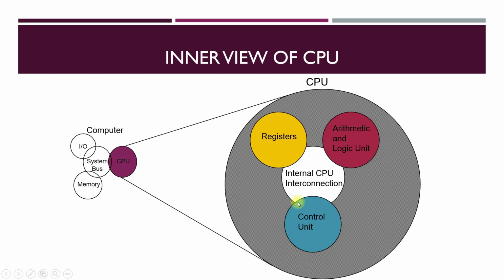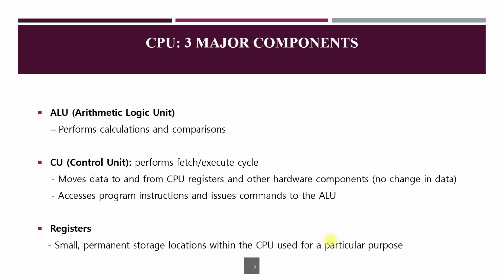Then you have the control unit. The control unit provides control signals to the different components inside the computer, which will enable or disable the different components. So here you have the ALU, the arithmetic and logical unit, and you have the control unit, which is used to perform the fetch and execute cycle.